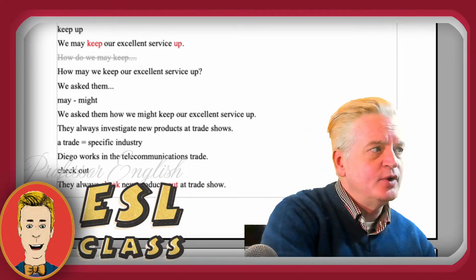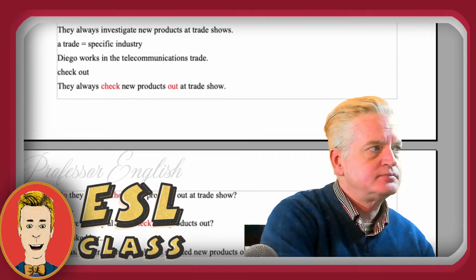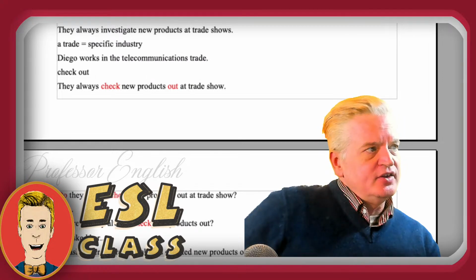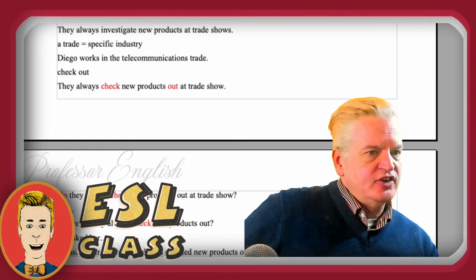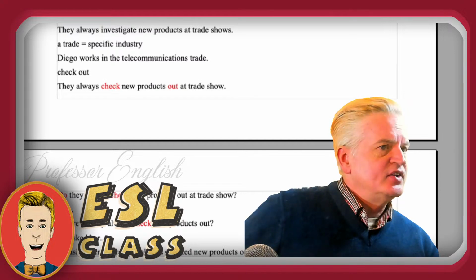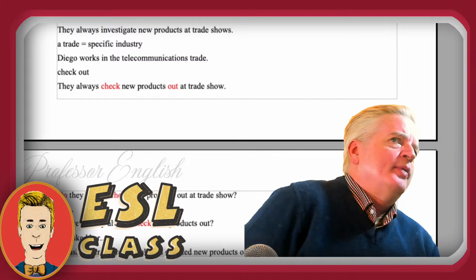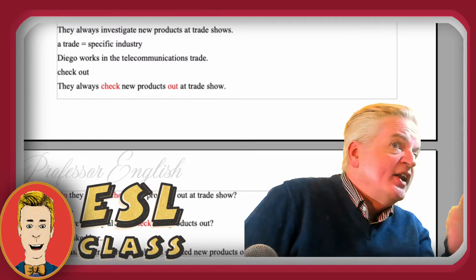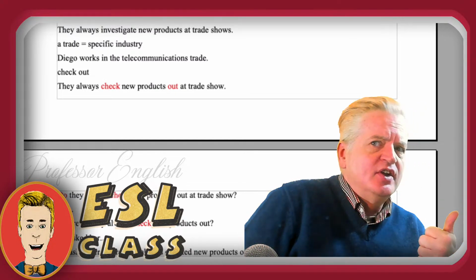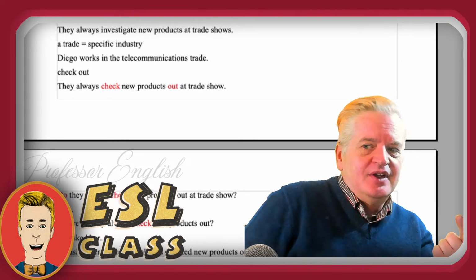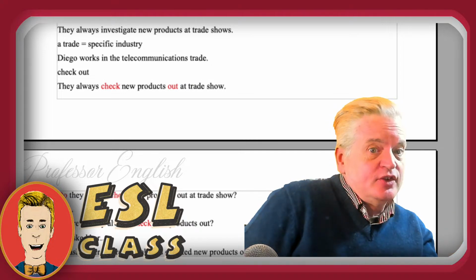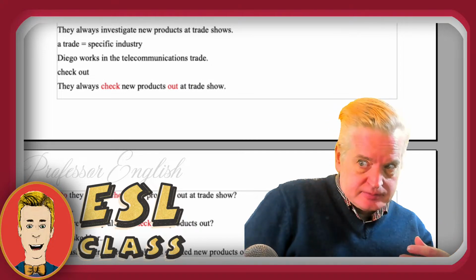Okay, let's move on to another example. Here's a new sentence: they always investigate new products at trade shows. What is a trade show? Trade is like business. Usually we talk about trade as an industry. You have the medical trade, which is the medical business, the technology trade, and the food trade or the restaurant trade, which is the food business.